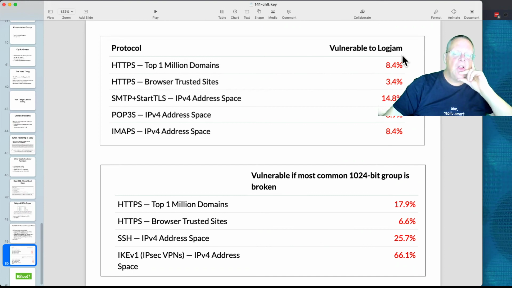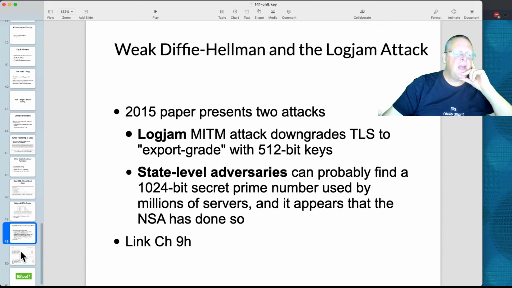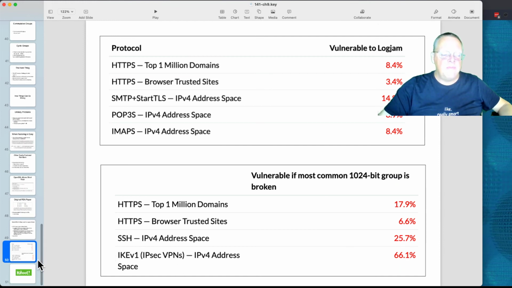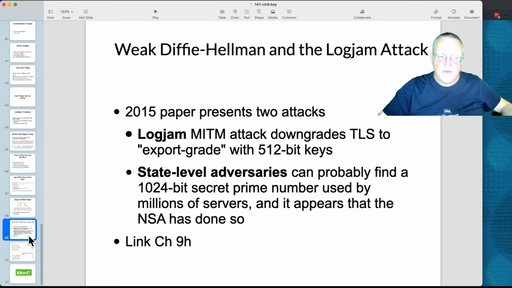And so here's the Logjam. How many were vulnerable? This is from, I think, 2015, so 6 years ago now. And you see, like 8% of the top 1 million domains are vulnerable. And if you crack the most common 1024-bit group, it turns up to 20%. So a lot of websites are in principle vulnerable if you can trick them into using the export-grade cryptography. So that's not a fundamental mathematical problem, but it is a problem in practice. Logjam is tricking the TLS to downgrade.